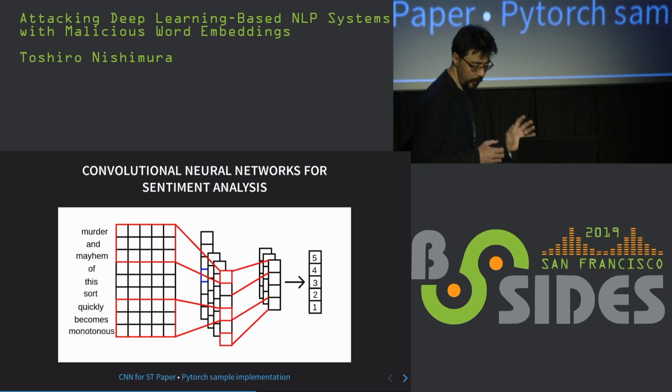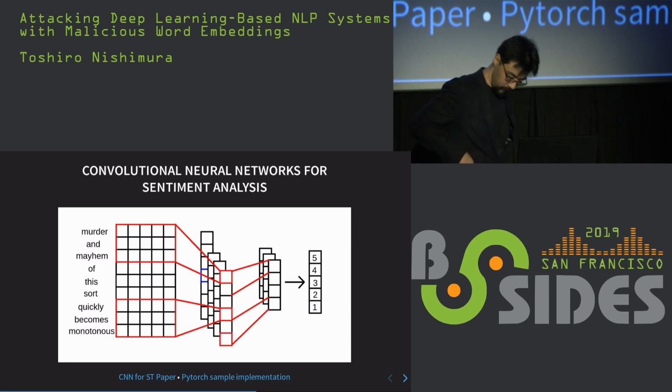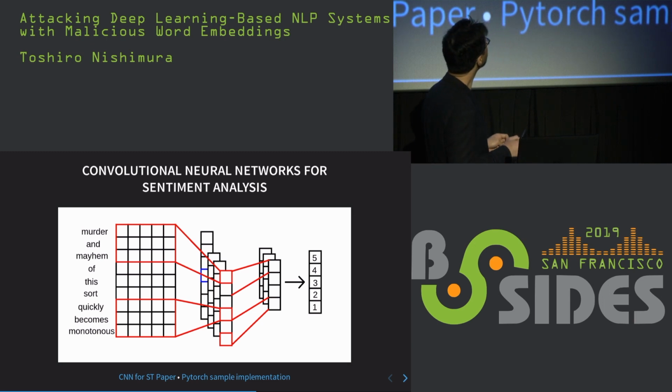So one way to tackle sentiment analysis is to take the word vectors of each word, so they form the rows of this matrix here, stack them on top of one another to form a matrix, and then feed it into something called a convolutional neural network. This is a very rough drawing. The details of a convolutional neural network are out of scope for this talk.